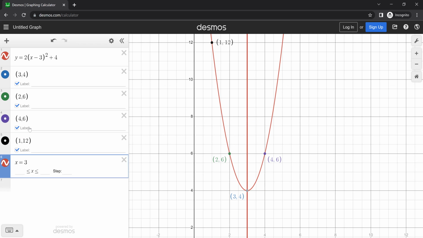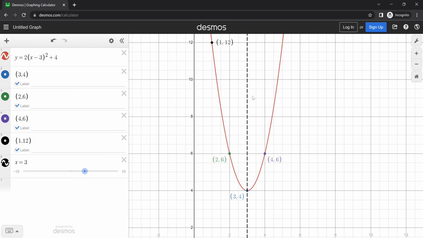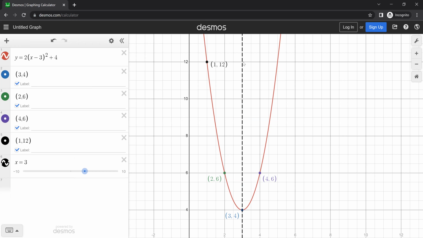Let me change the color of that. Settings here. Let's change that to dash line black. We'll go there. Okay, so the idea is that this (1, 12) is symmetrical over here to the right, and you don't have to find all the points. You just have to find enough that you can go left and right of the vertex. Sorry, I got the wrong point there.